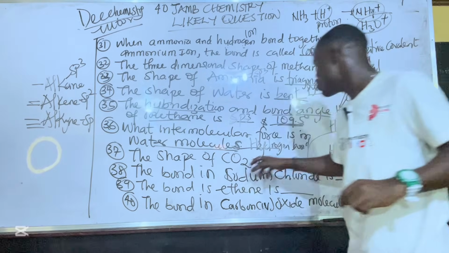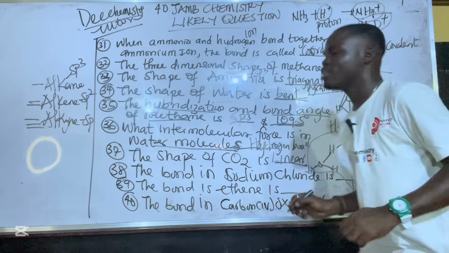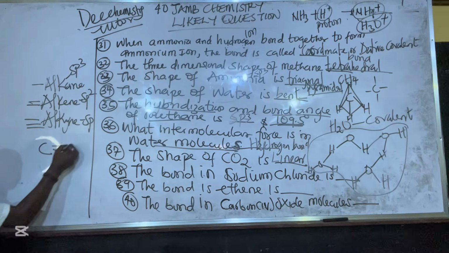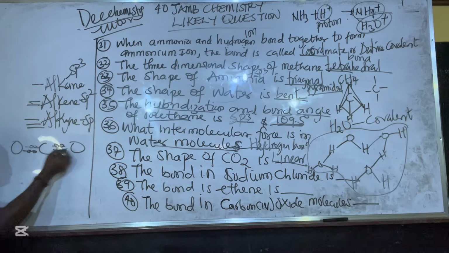The shape of CO2 is dash. Please note, the shape of CO2 is linear. How? Look at the way it is. The carbon will combine with oxygen, then it will combine with oxygen. I already taught you that a stroke means 2 bonds. Another stroke means 2 bonds. This means 2 bonds. This means 2 bonds.